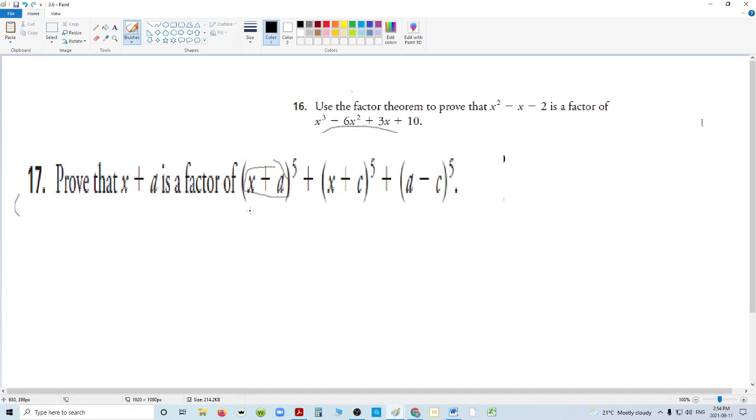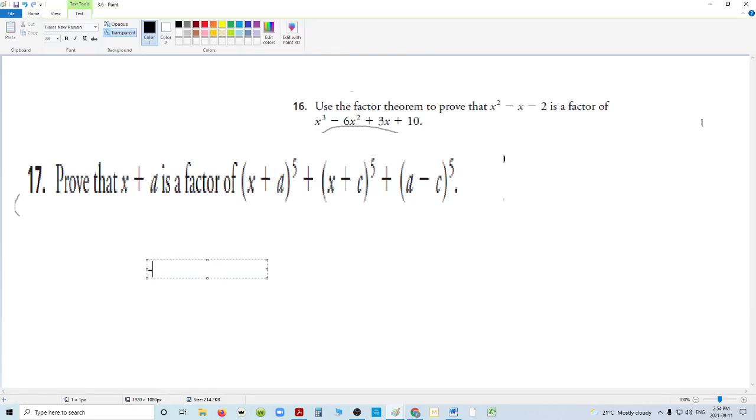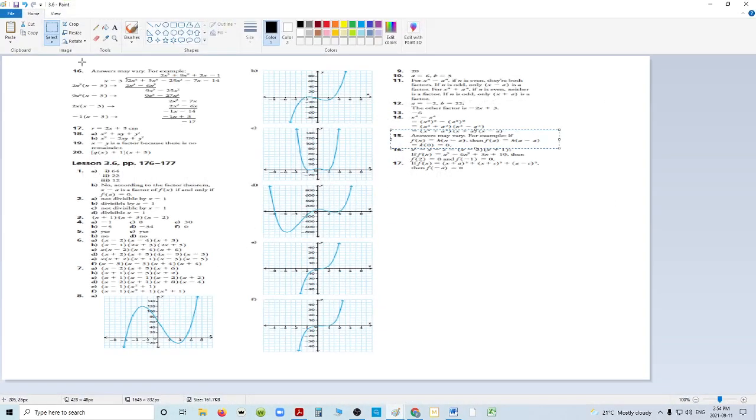Ooh. I think that's brutal. You're essentially saying, will minus a be a factor? Huh. Yeah, I don't think I can do this one. You might want to ask your professor. We'll see what the answer says. Maybe we'll get some hints from that.